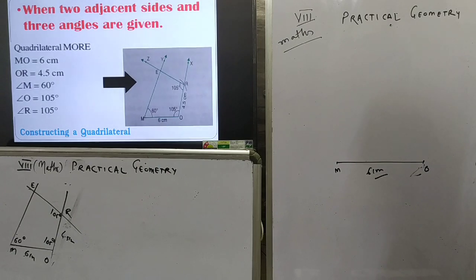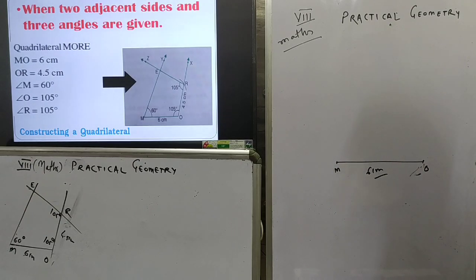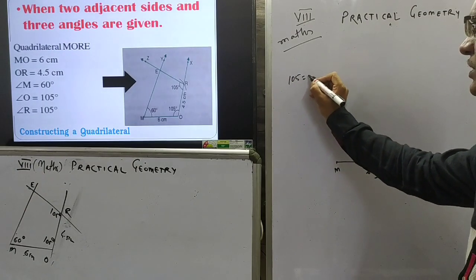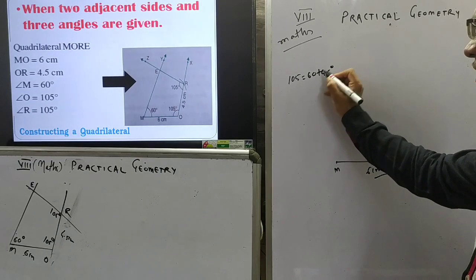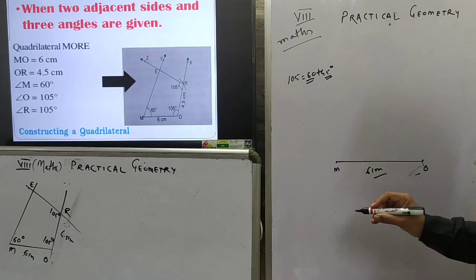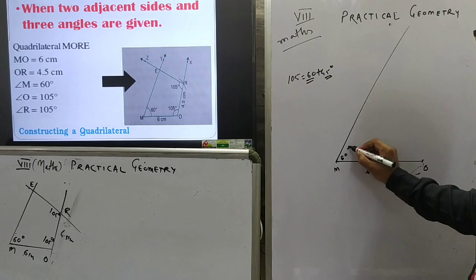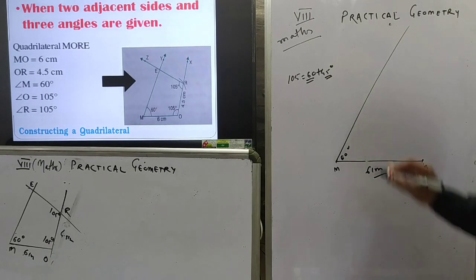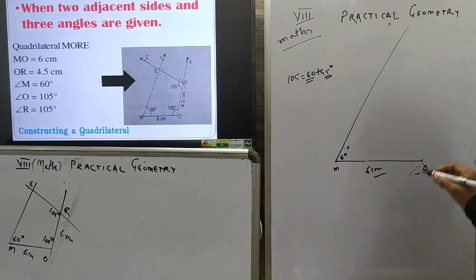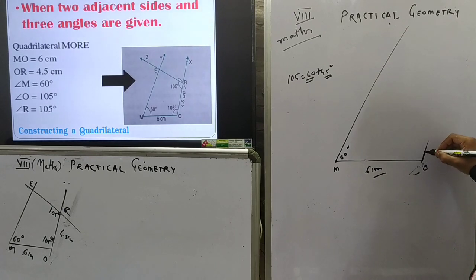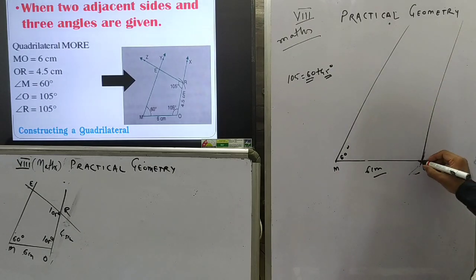Now in Practical Geometry Part 1, we have already seen how to construct 105 degree and 60 degree. 105 degree can be constructed by using 60 plus 45 degree, and we have already seen how to construct 60 degree and 45 degree. So construct the 60 degree at M. On this ray there is point E. And construct 105 degree at this point O, on this ray.